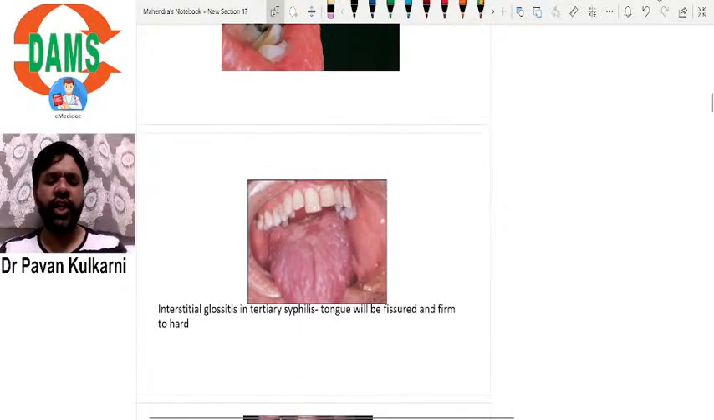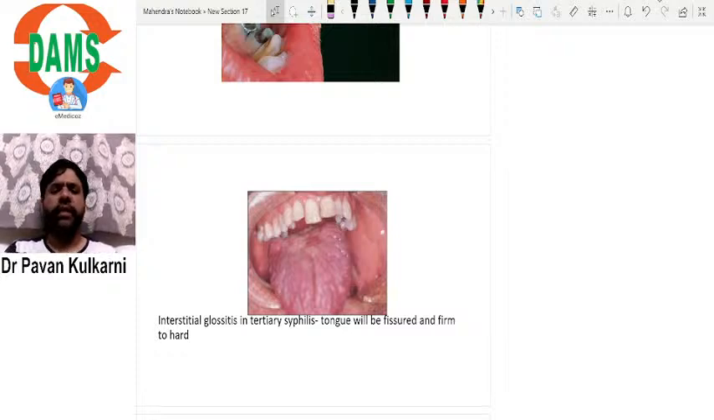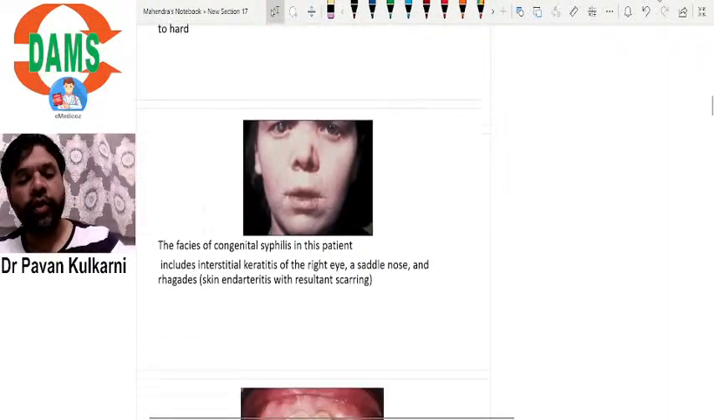Now this is interstitial glossitis. What do you mean by interstitial glossitis? It is nothing but the other term for the tongue enlargement that is seen in tertiary syphilis. So in tertiary syphilis, the tongue will get enlarged. Why will the tongue get enlarged? Because in tertiary syphilis you will see gumma, and because of that gumma the tongue will get enlarged. That is called interstitial glossitis or syphilitic glossitis.